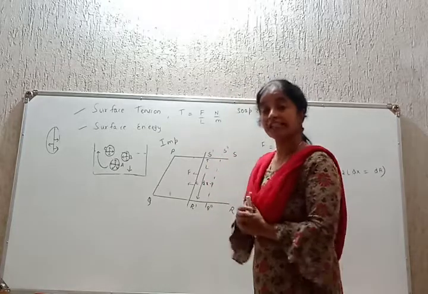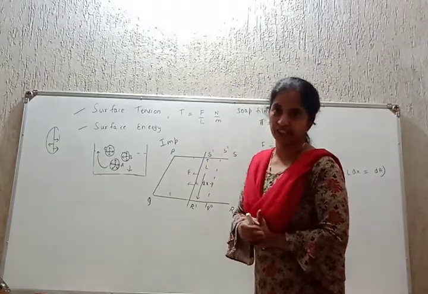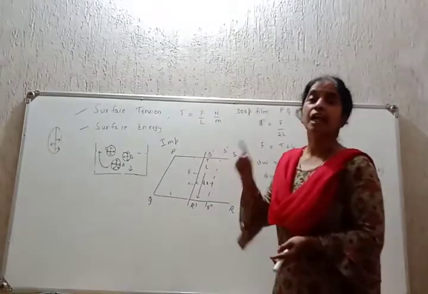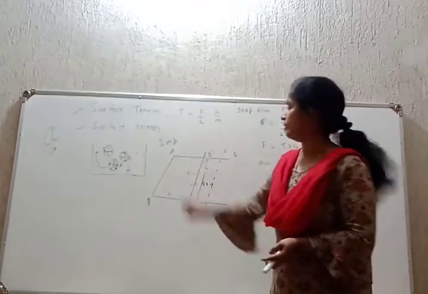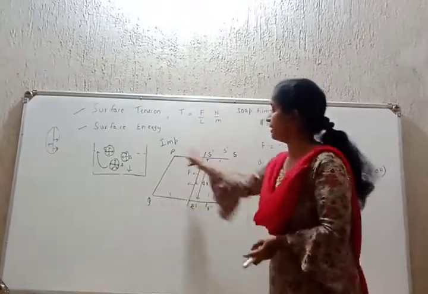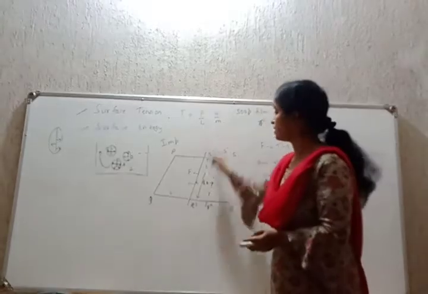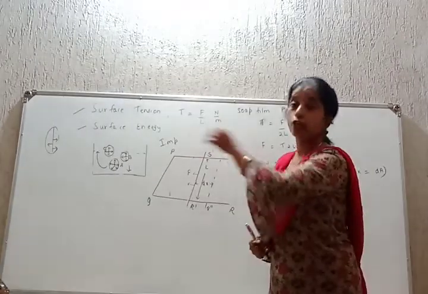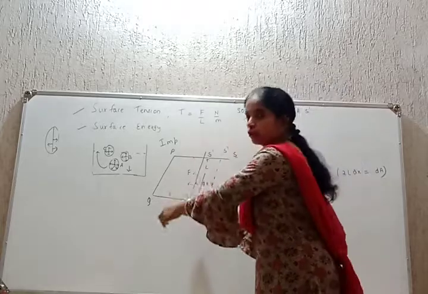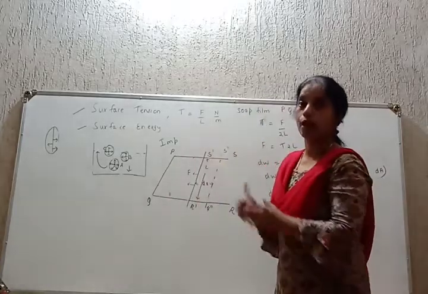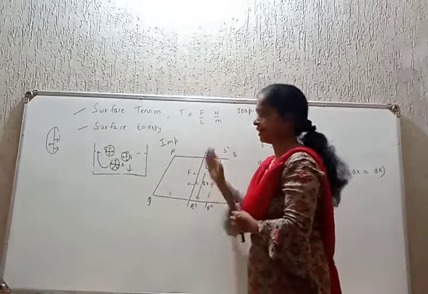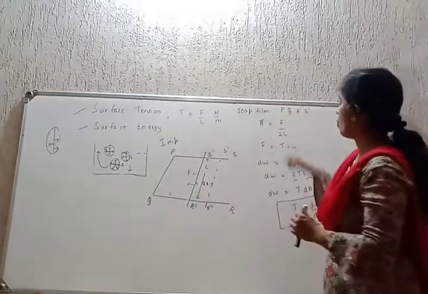To establish the relation between surface tension and surface energy, what have we done? We have taken an open rectangular frame PQRS, on which the wire S dash R dash slides without friction. Dip that frame in soap solution. We will get a soap film. Soap film PQR dash S dash. Soap film is formed.